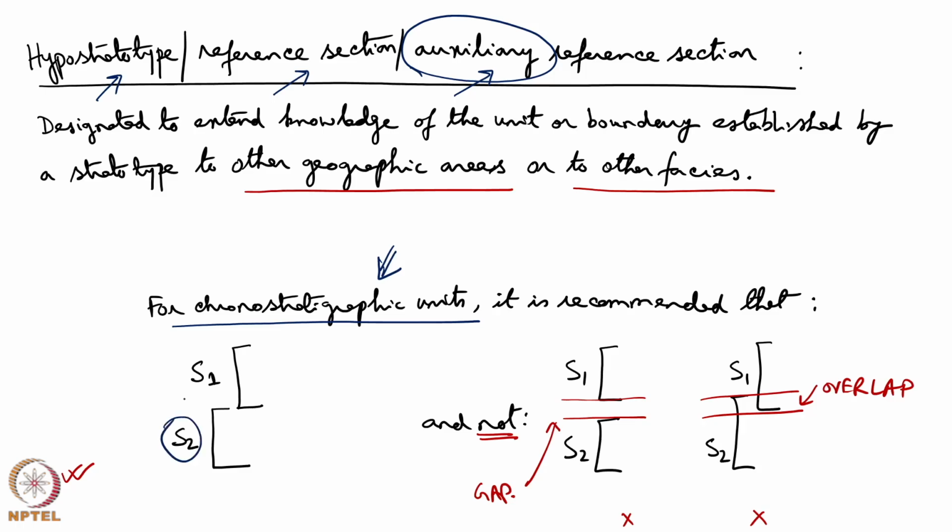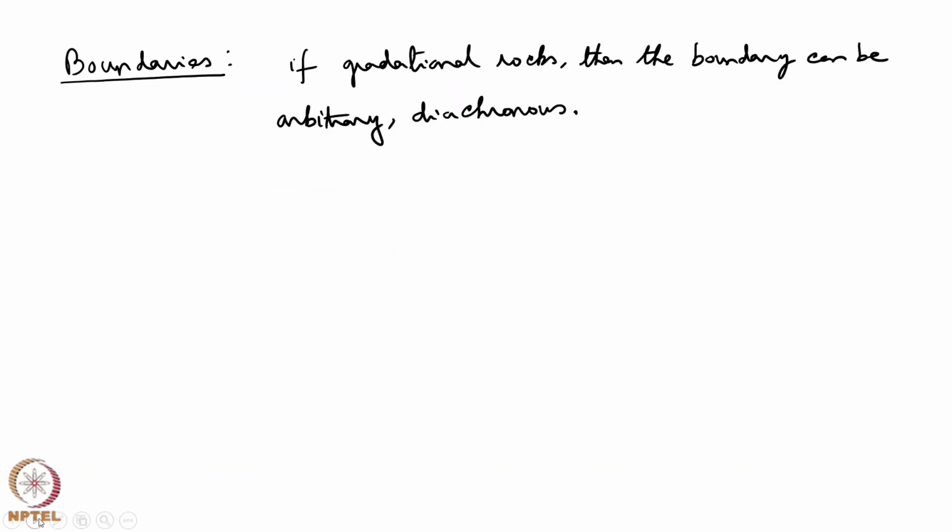Suppose two units S2 and S1 are defined, they should not overlap, there should not be any gap. If any gap is there, it is not a perfect chronostratigraphic unit worthy of staying one above other or one bottom of other. There should not also be any overlap.